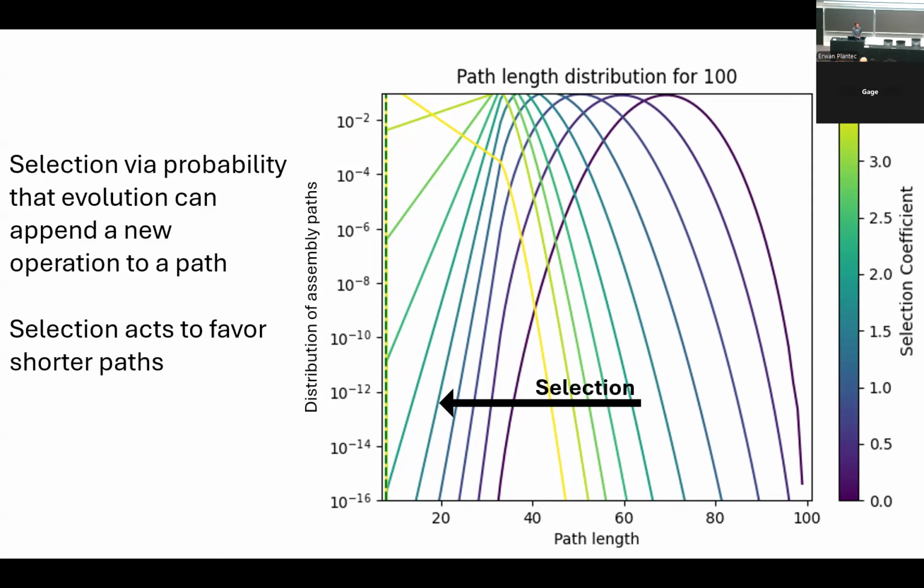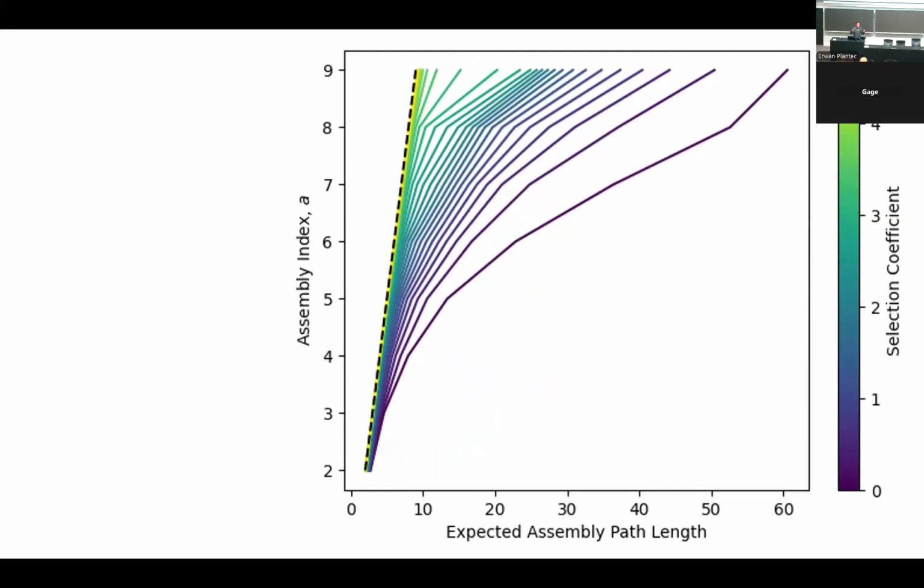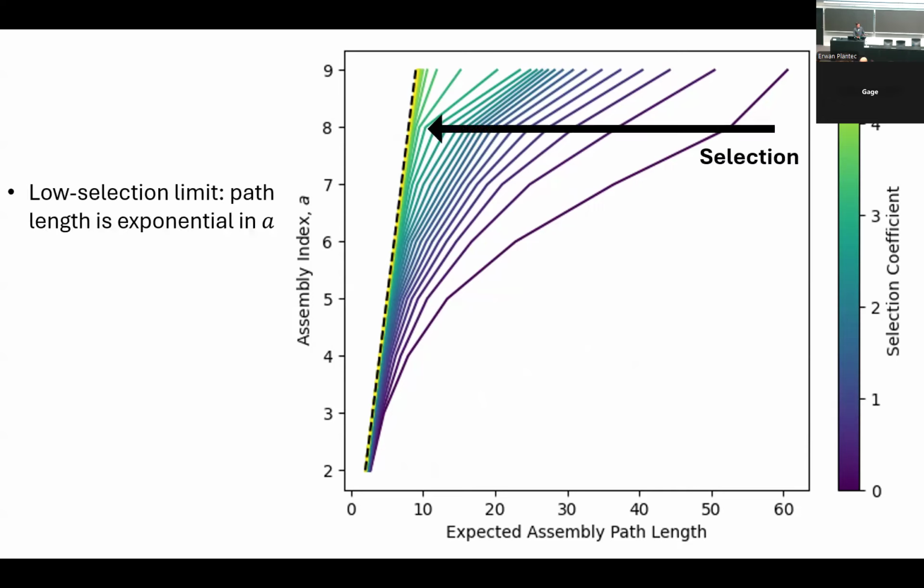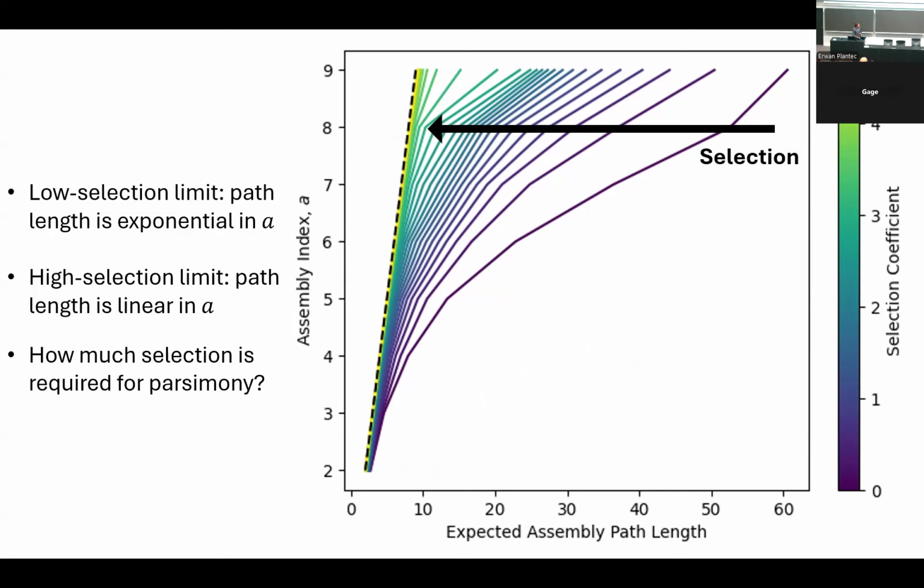Coming back to an aggregate of objects, we can again take the integers 2 to 100, bin them by their assembly index, and ask how their expected path lengths change as a function of this selection coefficient. There are two interesting limits. In the low selection limit, this dark curve on the far right, we're pulling away exponentially from the assembly index, from the theoretical optimum. But in the high selection limit, these yellow curves here, we're keeping linear with it. And that's kind of half the story in terms of finding some abiotic limit, right?